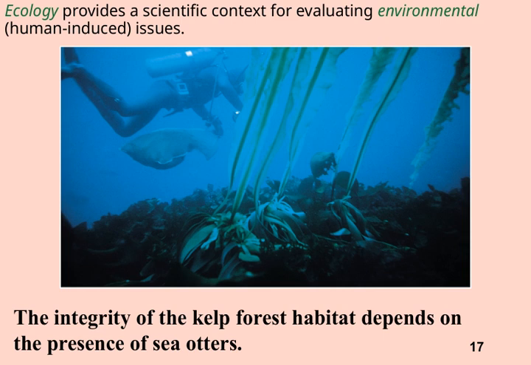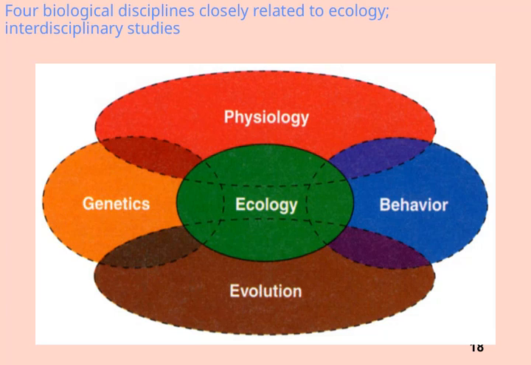This example highlights how interconnected species are and how important it is to consider these relationships when evaluating environmental challenges. It also ties into the broader idea that preserving key species is vital for ecosystem health and resilience. Now, let's take a closer look at some of the key biological disciplines that are closely related to ecology.